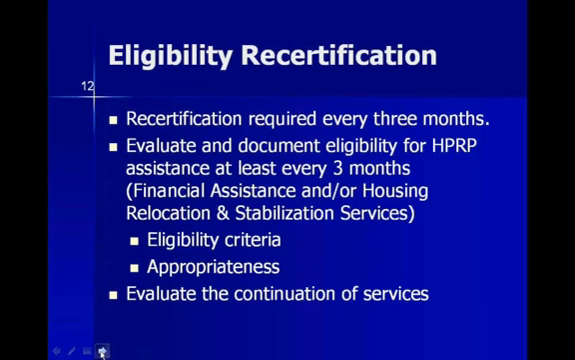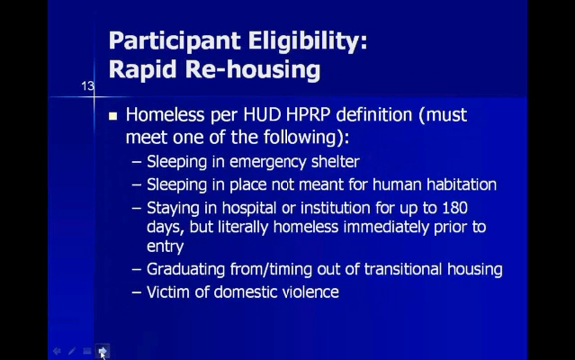So hopefully that's clear. I'm going to talk a little bit more about eligibility, particularly for the different program types, rapid rehousing and prevention. I'll start with what I think is probably the easiest. We'll talk about prevention in a couple of slides, but when determining participant eligibility for rapid rehousing, again, as we said, rapid rehousing is available for persons who are homeless according to HUD's definition. That means that the participant or the household must meet at least one of the following criteria listed here on the slide in order to be eligible for rapid rehousing assistance.